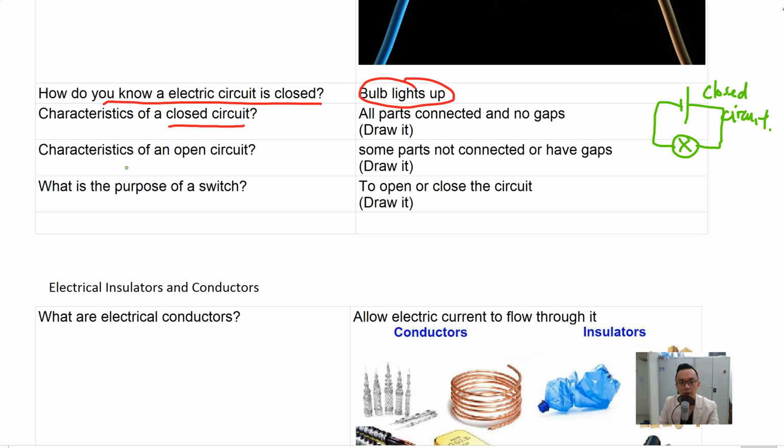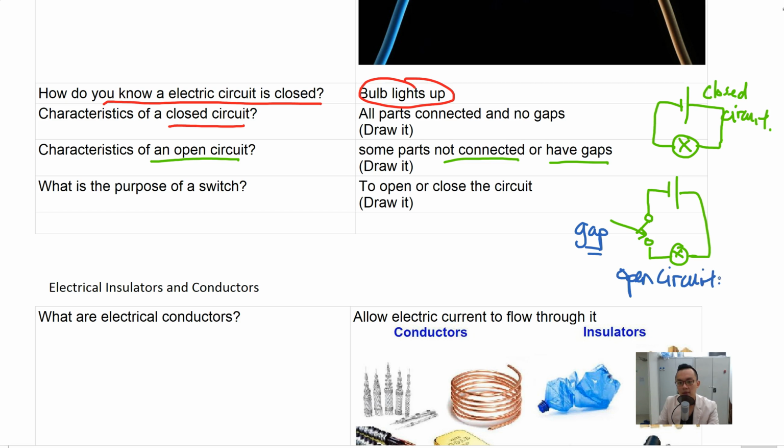What are the characteristics of an open circuit? Some parts are not connected or have gaps. So let's say I have a battery, a switch, and a bulb. This part is what I call the gap, and that causes this to be an open circuit.